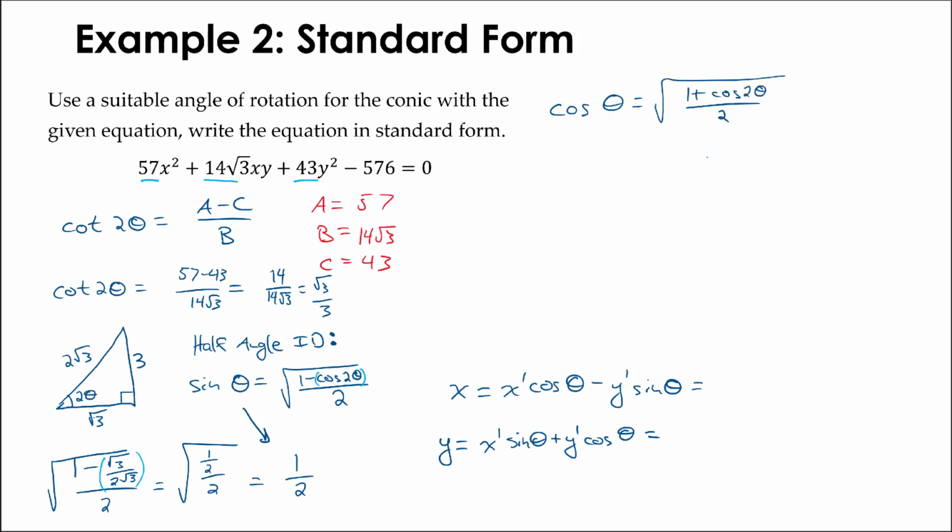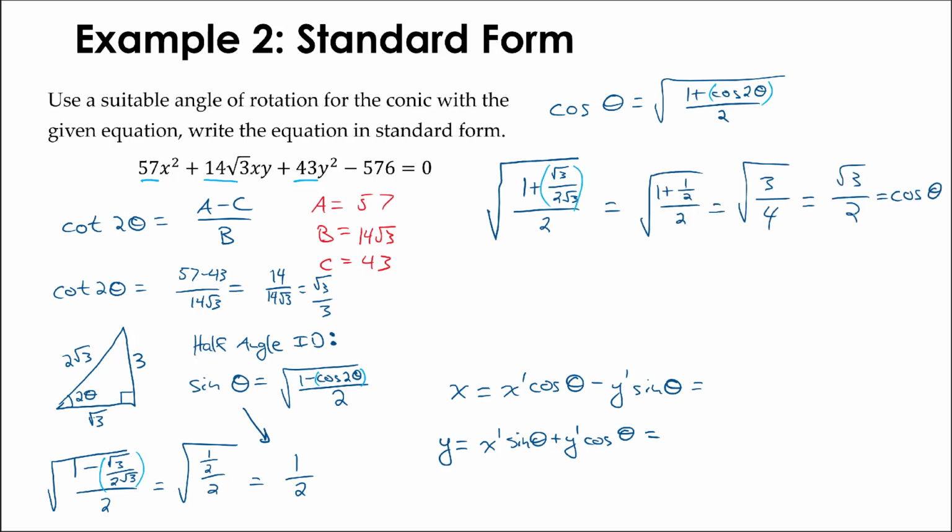Again, we have our half angle identity. Now we're adding this cosine 2 theta here, inside of our radical, and then we can simplify that down to root 3 over 2. That's going to be our cosine theta.